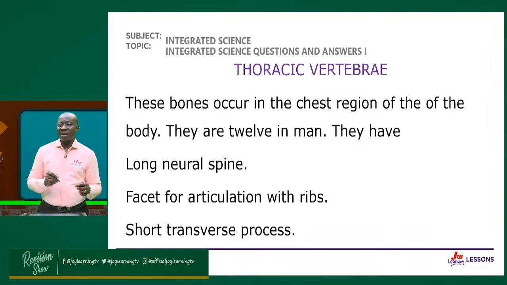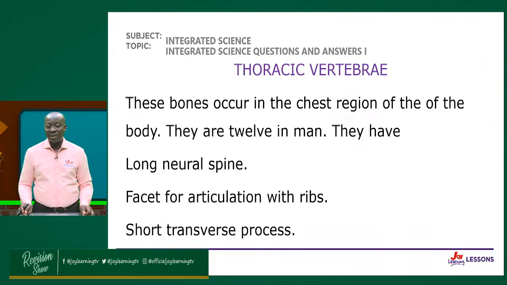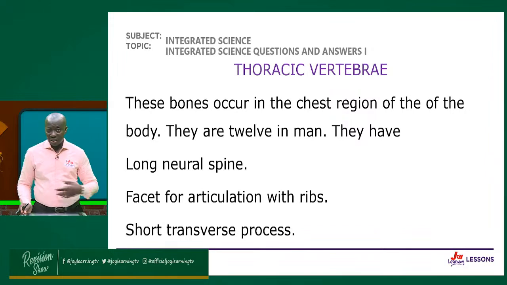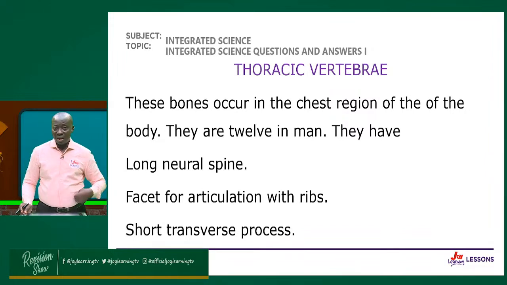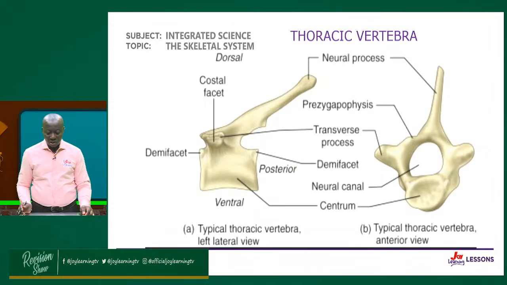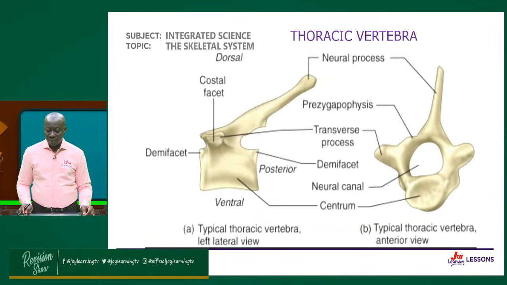In the case of the cervical, the neural spines are very reduced, very, very small. But the thoracic vertebrae have very long neural spines for attachment of muscle. They also have facets for articulation with the ribs. The cervical don't have facets for articulation with the ribs. But the thoracic have points for articulation with what? The ribs. And they have short transverse processes. So we have showing on your screen a typical thoracic vertebra.